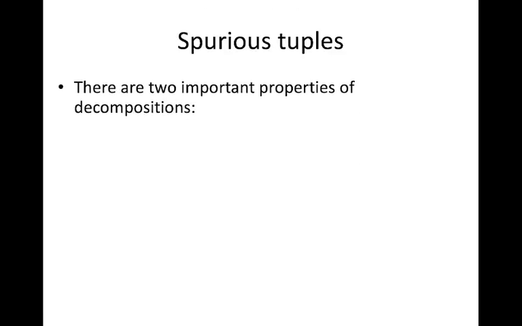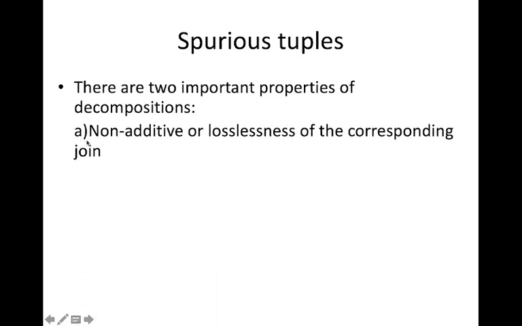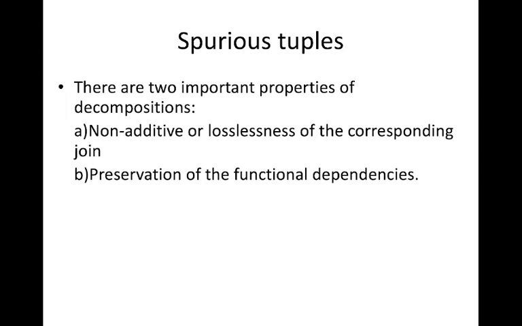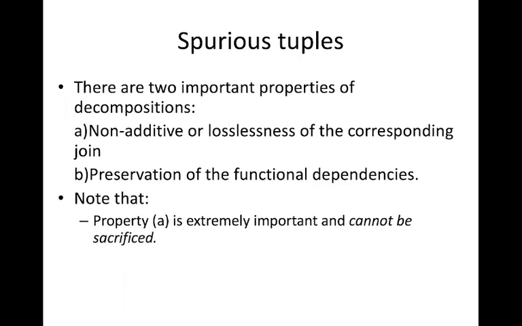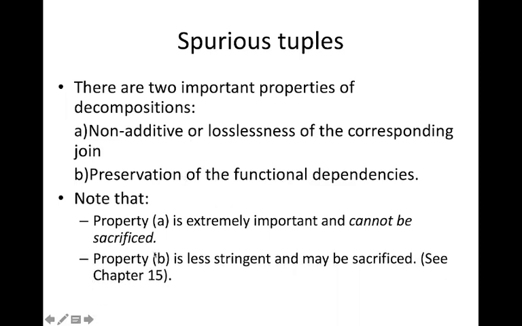There are two important properties of decomposition. One is non-additive, or losslessness, of the corresponding join. When we perform the join operation, there should not be any spurious tuples generated. The other is preservation: all the functional dependencies should be preserved when we decompose into two or more relations. Note that property A is extremely important and cannot be sacrificed. This non-additive join property, the lossless join property, should be satisfied at any cost. The dependency preservation property is less stringent, and it may be sacrificed in certain cases.